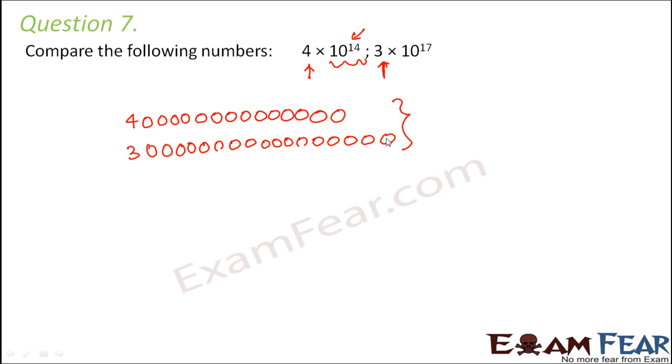You increase 1 zero in 10, it becomes 100. You increase one more zero to the 100, it becomes 1000. You increase 1 zero to 1000, it becomes 10,000. So adding 1 zero makes a lot of difference. So in this case, since the number of zeros is more in the second number, therefore 3 into 10 to the power 17 is greater than 4 into 10 to the power 14. Now, you do not always need to write the number putting all the zeros. Why I did this was just to show you how 3 into 10 to the power 17 is greater than 4 into 10 to the power 14.